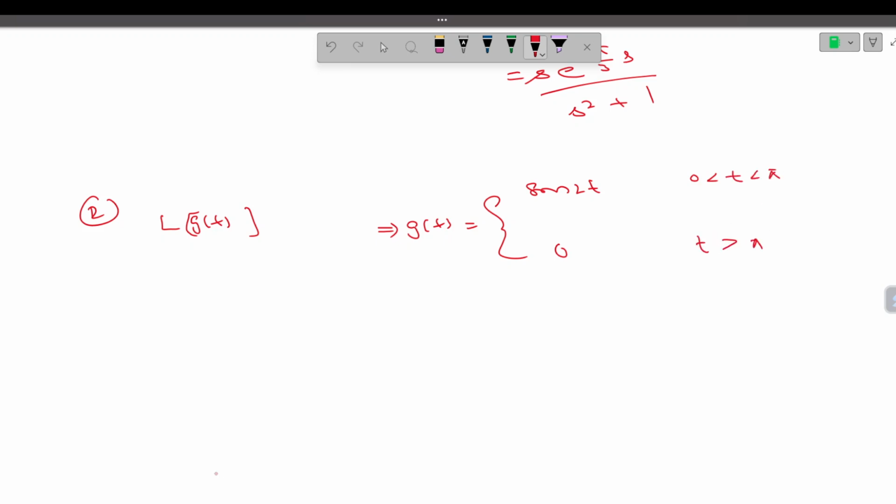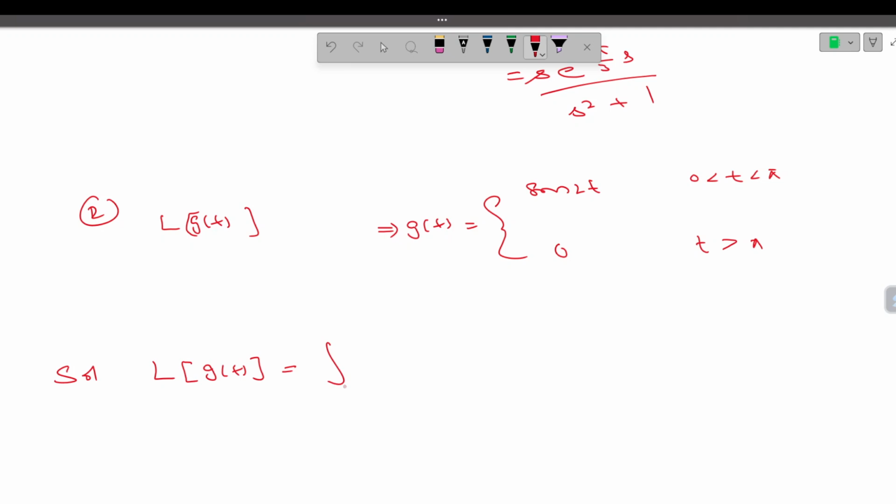One more problem we will do. Find the Laplace transformation of g(t), where g(t) is defined as sine 2t when t lies between 0 and pi, and 0 when t is greater than pi. So what is the problem? The Laplace transformation of g(t).